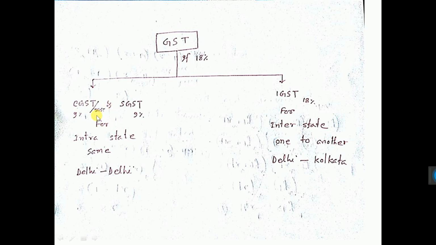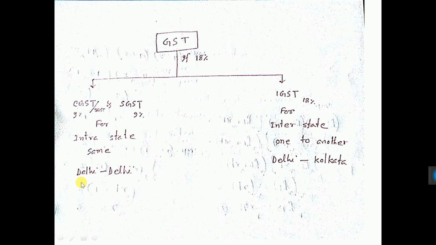Now see, when will CGST and SGST be calculated? If any goods is sold or service is taken or given in the same state, that means intrastate. This is a term in GST language. Intra means in the same state. Let's say you are purchasing something from Delhi and you are selling it to Delhi only. So this is intrastate.